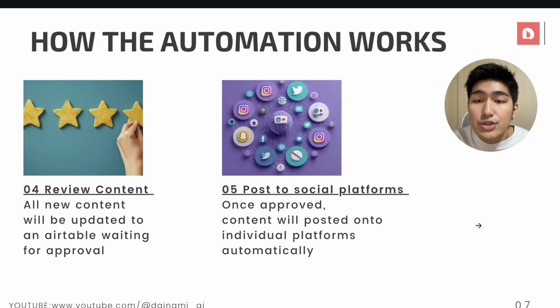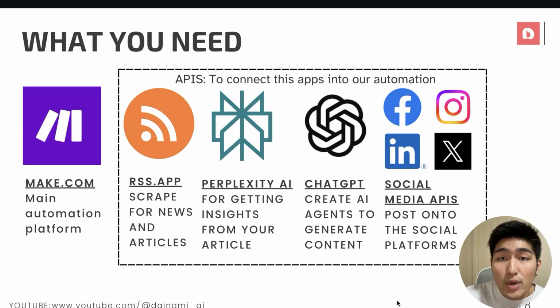And moving forward, all the new content will be updated into an Airtable waiting for approval. And all you have to do at the end of it is to review the content, approve it, and the content will be posted onto the individual platforms automatically. Amazing, isn't it? And so what are the resources that we need to use for this specific workflow?